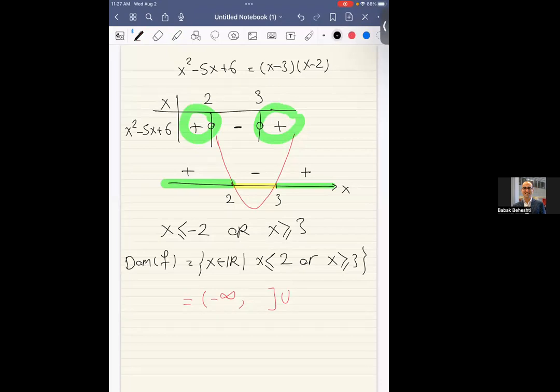So it's negative infinity to 2 inclusive, and then from 3, again inclusive, to infinity.